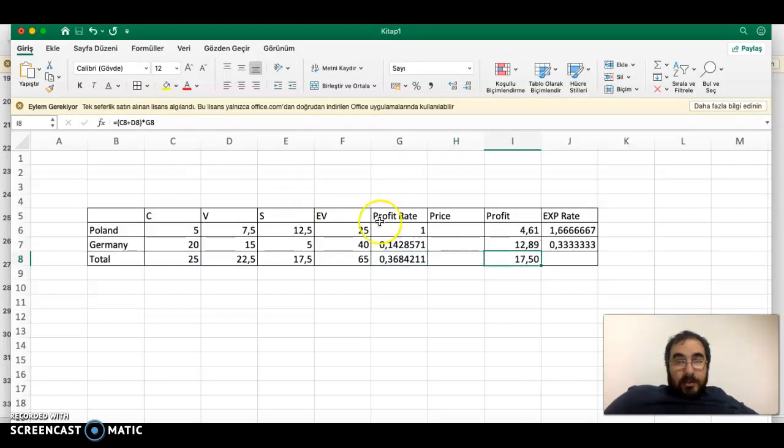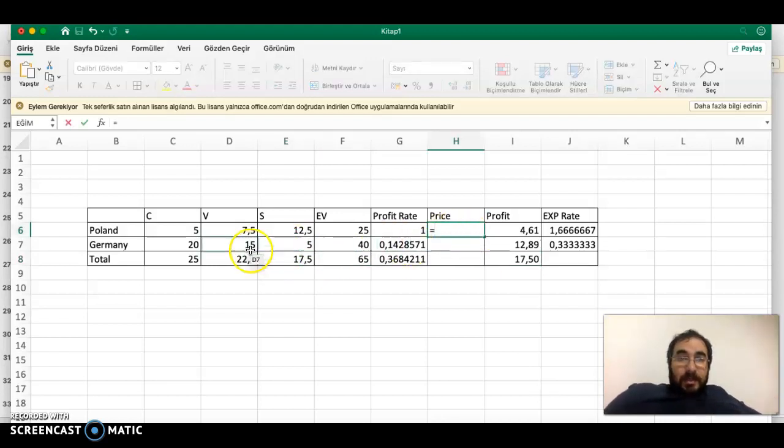Oh, there should be a mistake here. Yes, 17.5. This is the amount, again, not the profit rate. So the price will be the constant capital plus variable capital plus the profit rate, profit amount. So it is 17.11. The exchange value was 25, so the price will decrease basically.